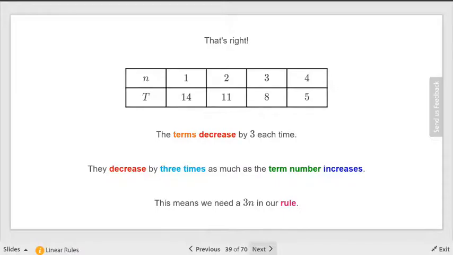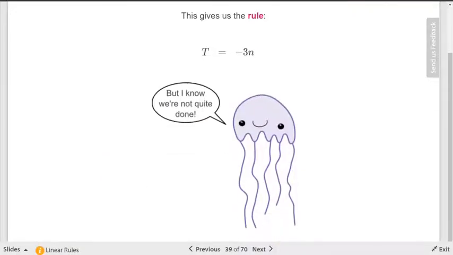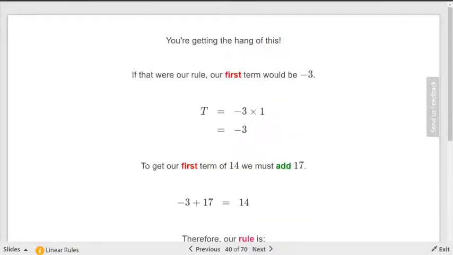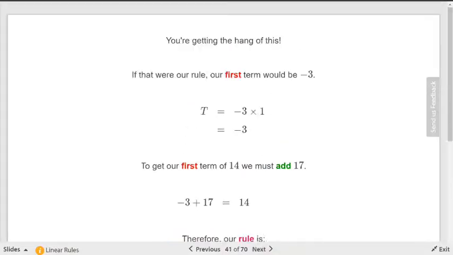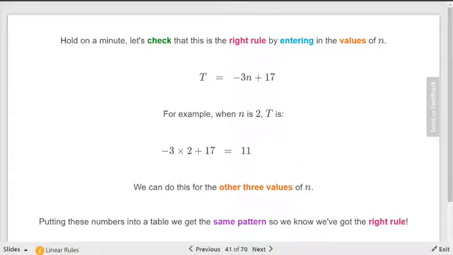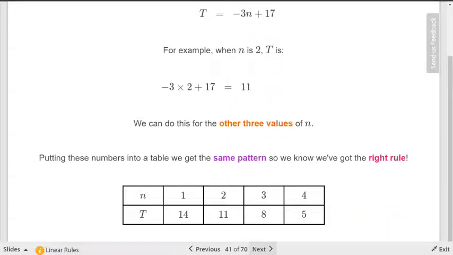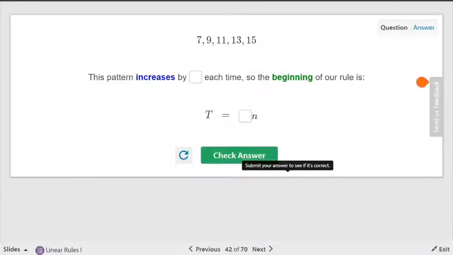So they decrease by 3. So you get to rule negative 3. We said that didn't work. So then we had to think of another number to be able to get that 14. And that gave us our new rule. So let's see what else they give us.